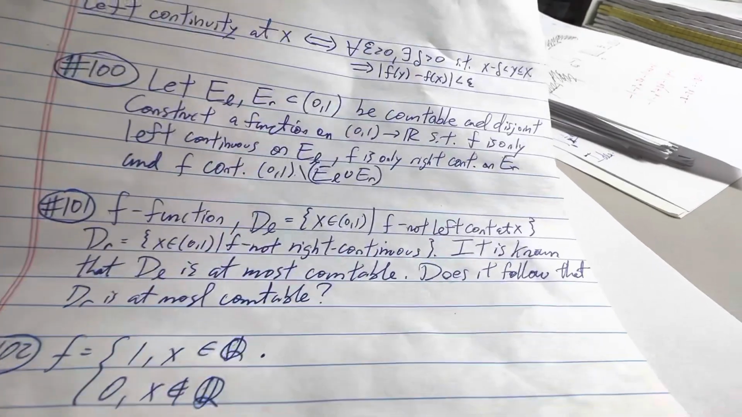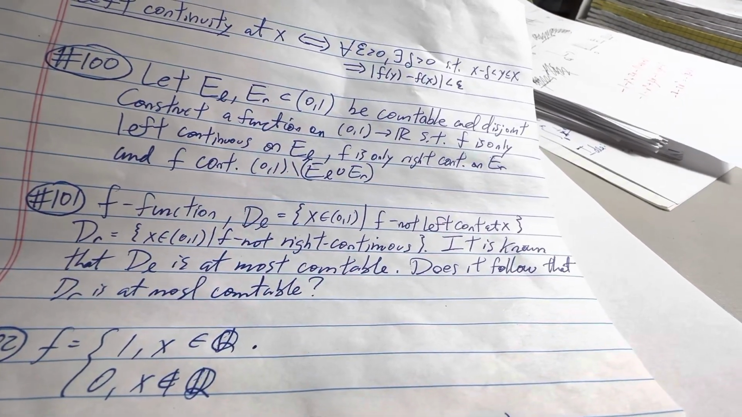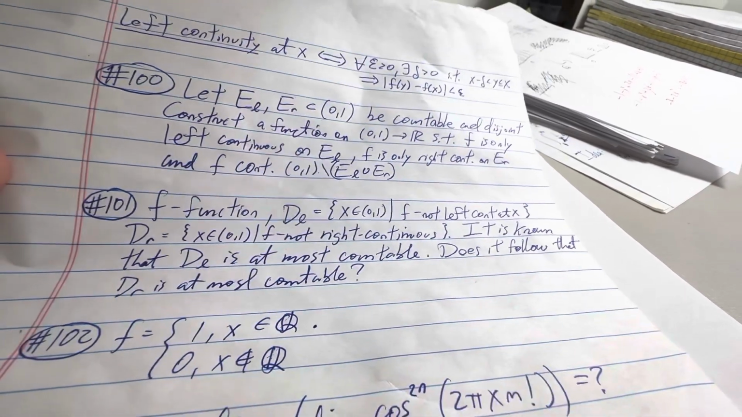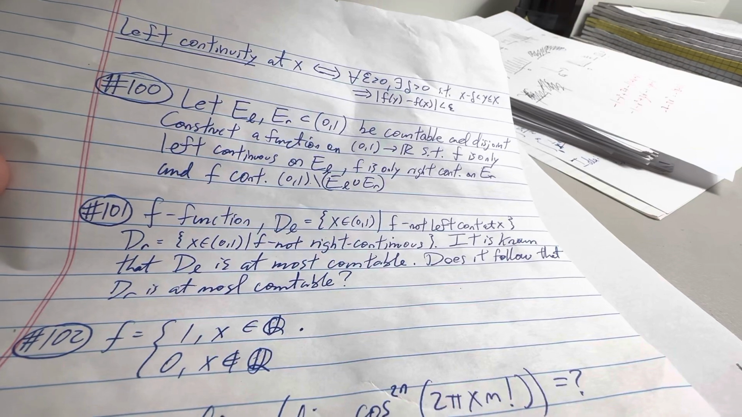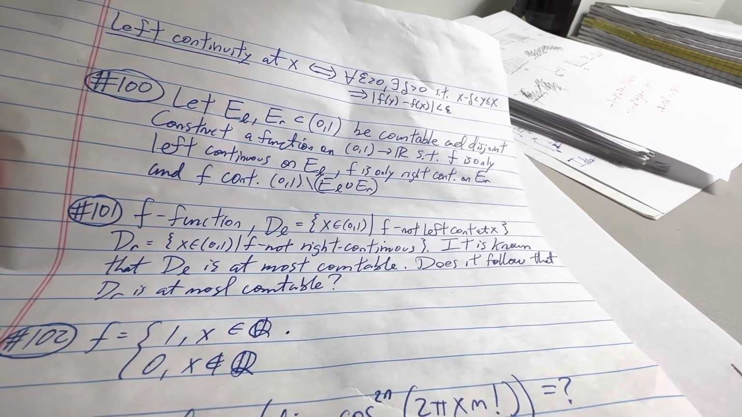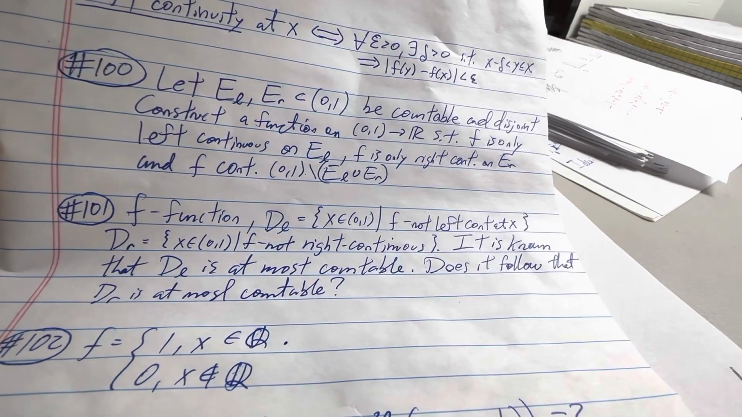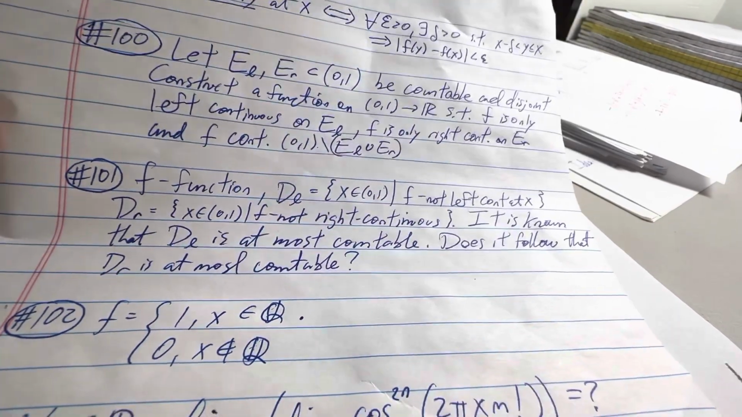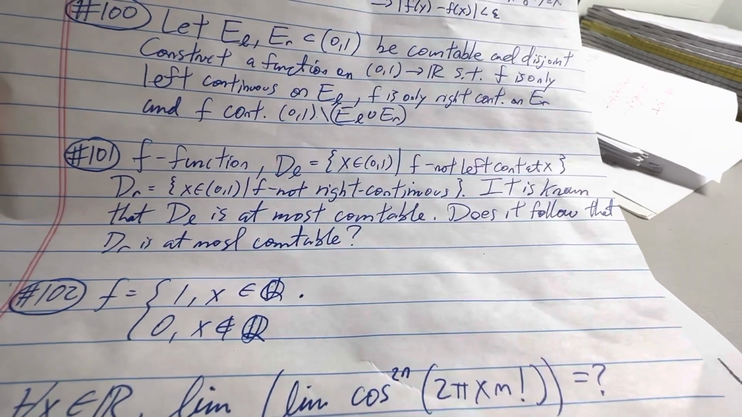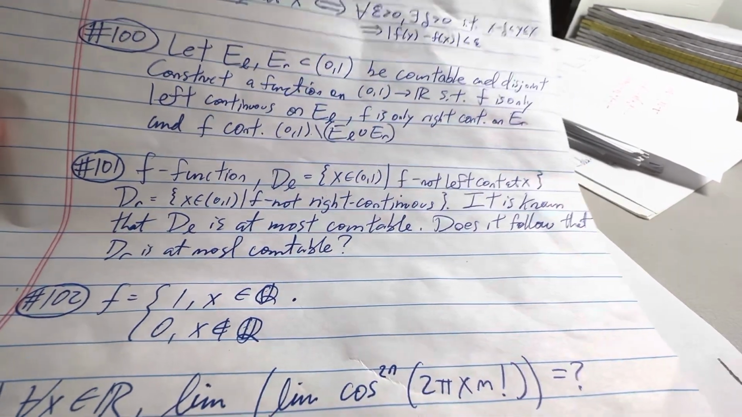Problem 101. F is a function. DL is the set of all points in the unit interval where f is not left continuous. DR is the set of all points that are not right continuous. It is known that DL is at most countable. Does it follow that DR is at most countable? I don't think anyone's done this problem yet.